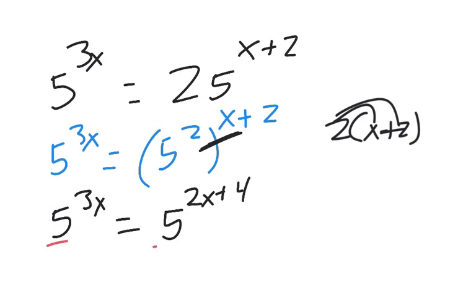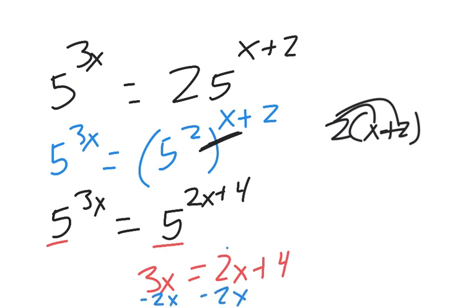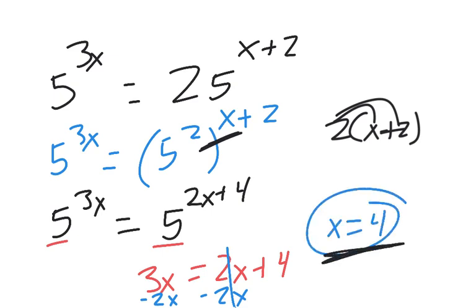So now the bases match, so we set the exponents equal. If I do that and I solve, that tells me that 1x equals 4. So there was only one solution, and that one solution is x equals 4. So your number 9 is similar to these.